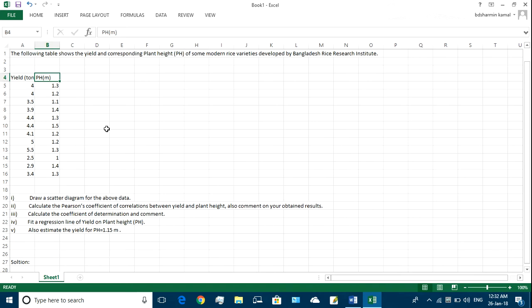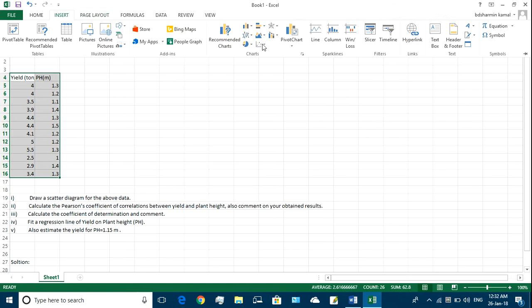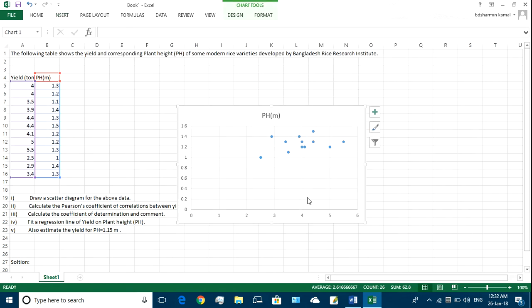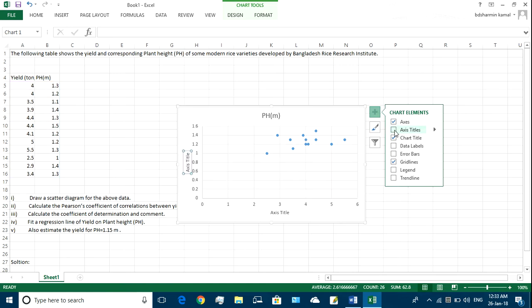For drawing a scatter diagram, let us select the whole data. Notice that I have selected the labels too. It is necessary. Now go to insert, then select this one, and that. Let's edit this one. Select chart elements. We definitely want to add axis titles, and okay.